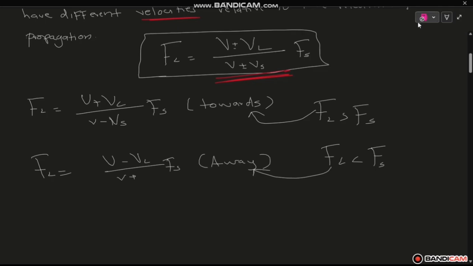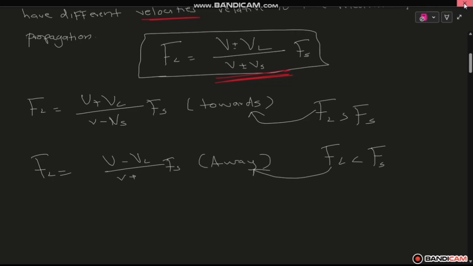Even if you can see that it is towards, you don't just write that formula as FL equals V plus VL, V minus Vs times Fs. You start by writing the combined formula as FL equal to V plus or minus VL over V plus or minus Vs times Fs. Then after that, you can conclude, this is the formula that I'm going to use. Since it is towards, I'm going to use the first one. Since it is away, I'm going to use this one.